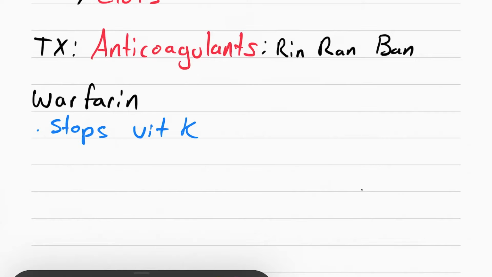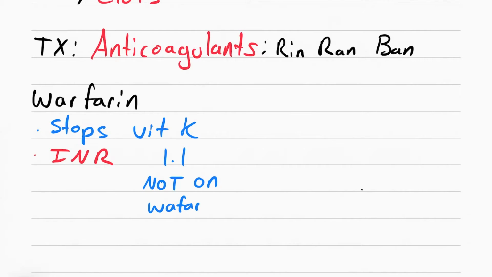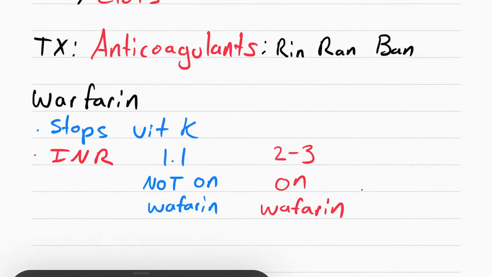Warfarin needs to build up in the body for it to work. So the lab we get in order to see if warfarin is working is INR. It stands for International Normalized Ratio. Now, normal INR when you're not on warfarin is 1.1. But if you're on warfarin, it should be 2 to 3. This is called therapeutic levels.